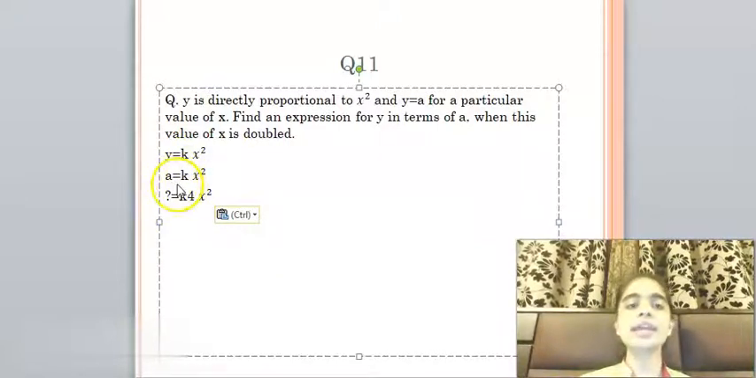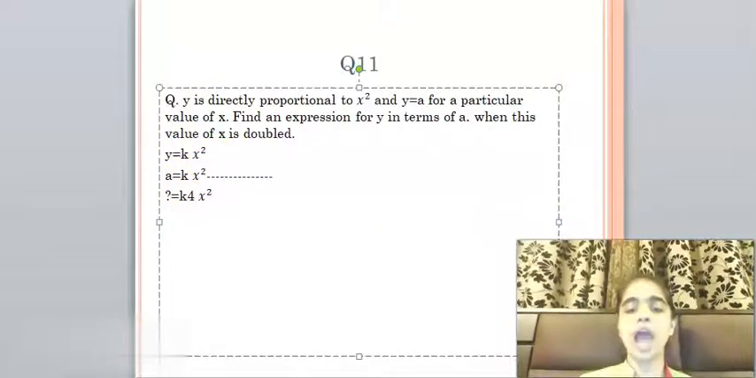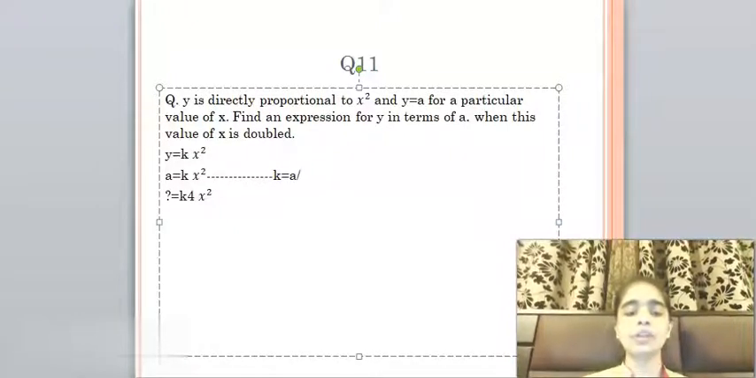Now this says a is equal to kx square. I need to find the answer for y in terms of a. So I can make k the subject over here. I can bring k in terms of a and x square. So k will become a upon x square. With the help of this equation, I know that k is equal to a upon x square.